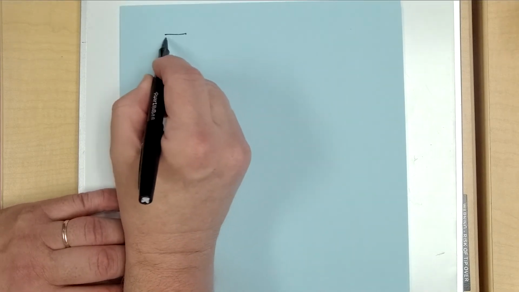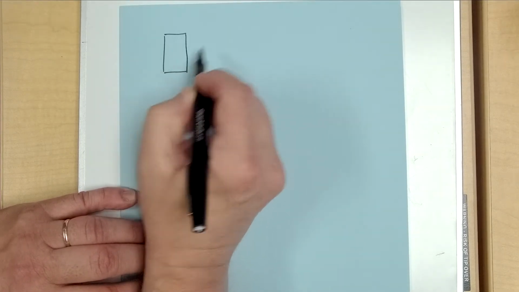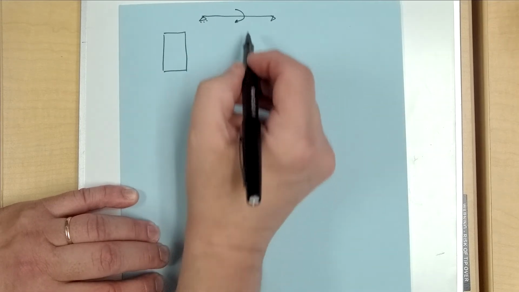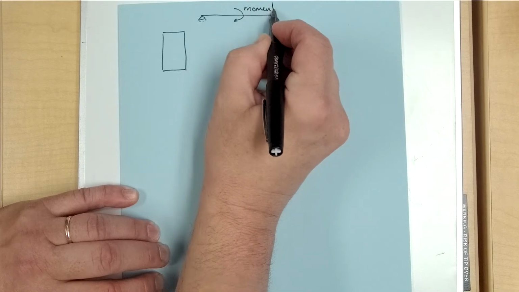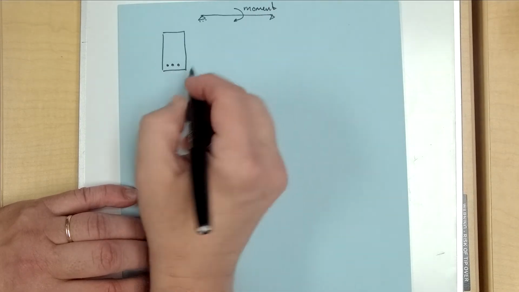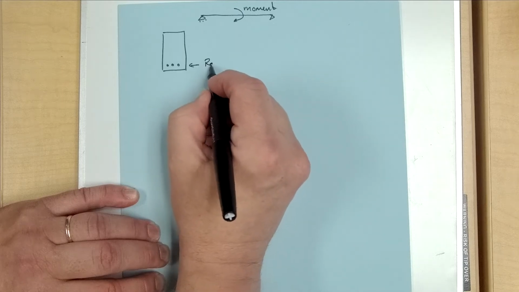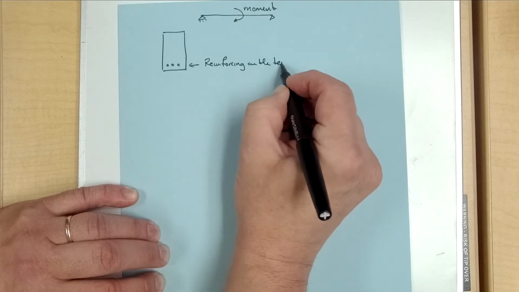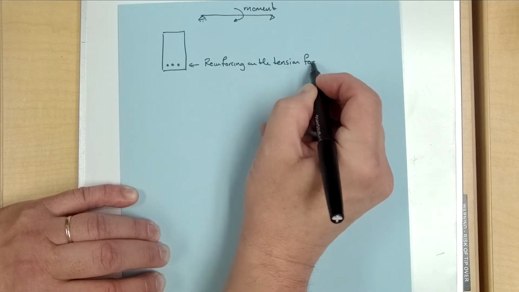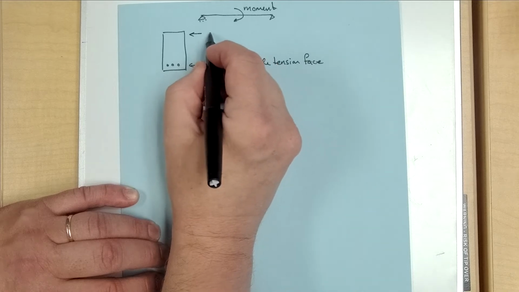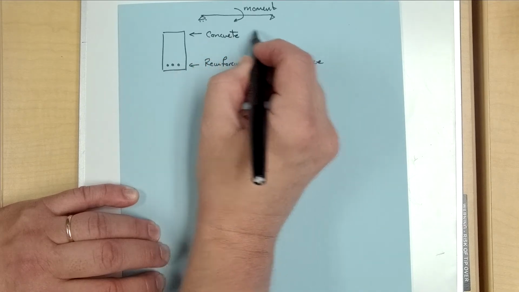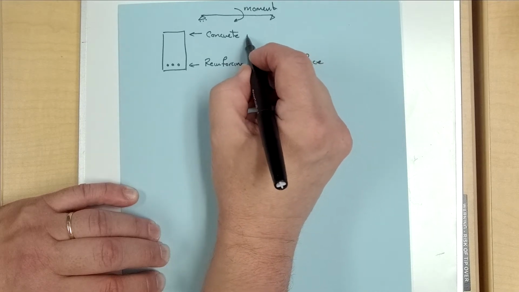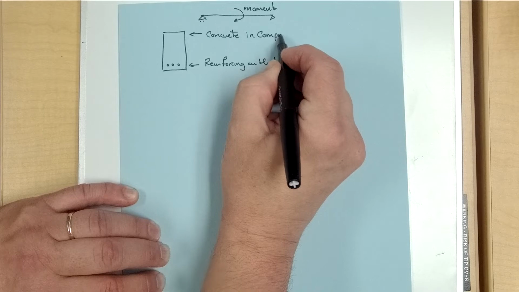So, remember we said in our beam, so we've got a beam like this, it has an applied moment due to its loading. It will have reinforcement on the tension face. And up here, we'll have concrete on the compression face. What tensile strength do we assign to concrete? 0, right?